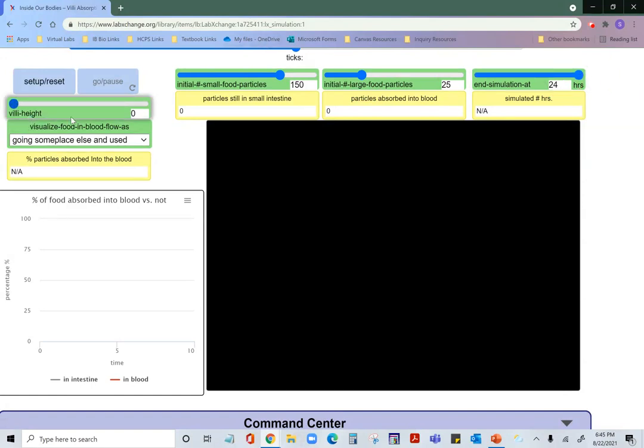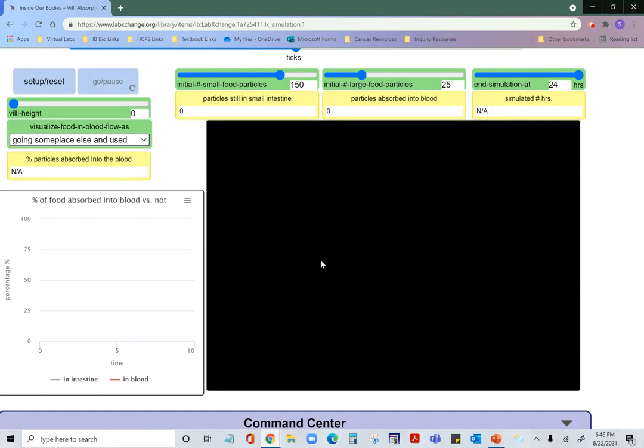So villi height, we're going to start with 0. So a villi height of 0 means we're going to start as if your intestinal walls were smooth with no villi at all, right? And we're going to visualize food in blood flow as, let's see, do we want it going somewhere else to be used? Yes, we want it. So once it absorbs into the intestinal wall, it goes away, right? Because it's being used somewhere else. And then we want particles absorbed into the blood.